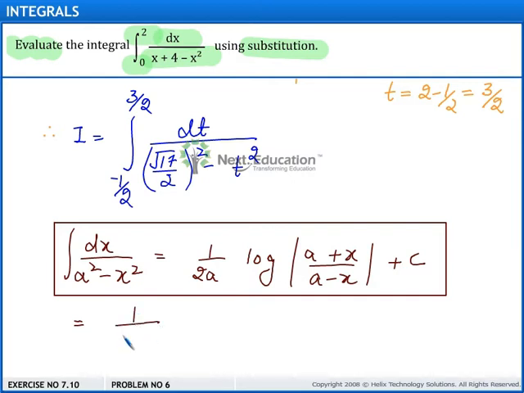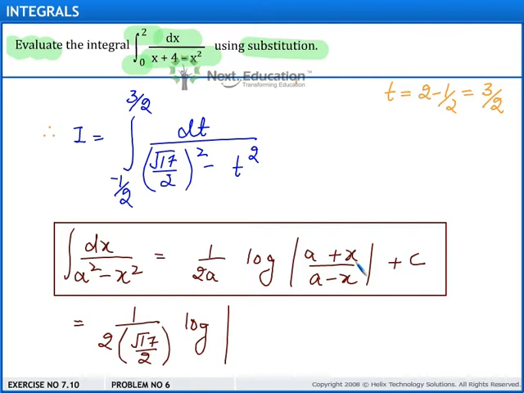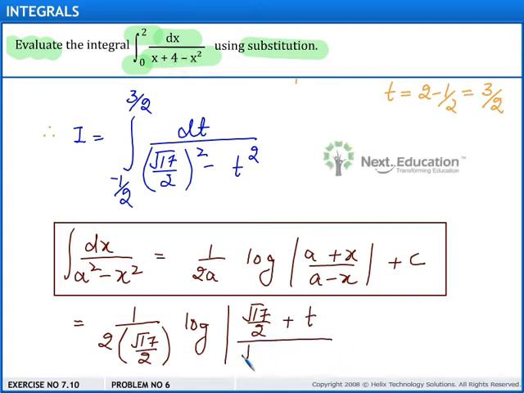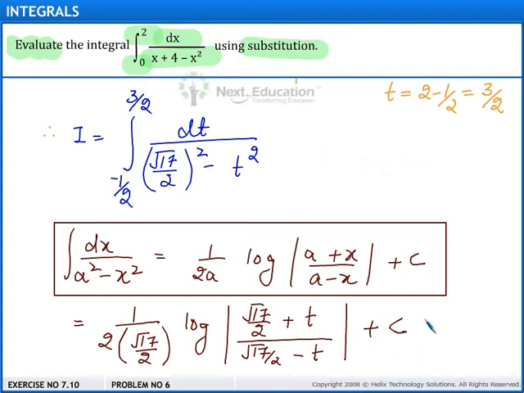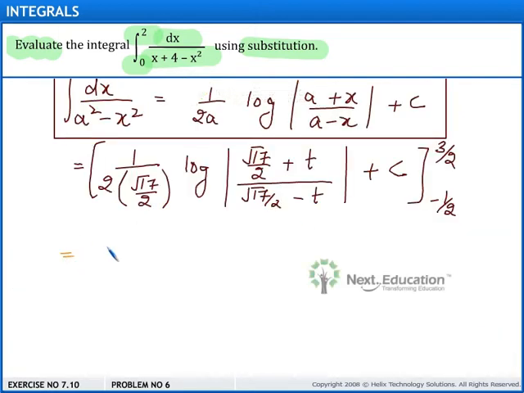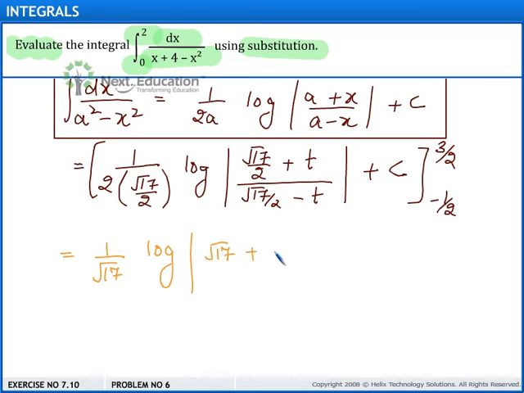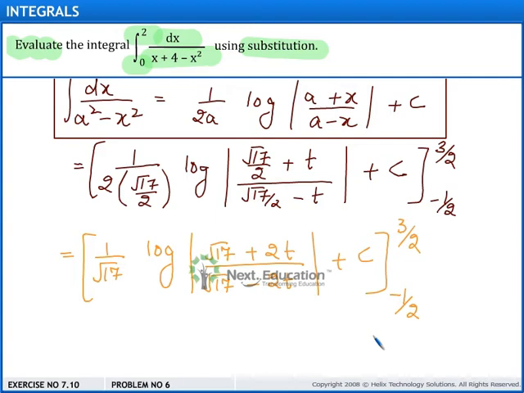So, this integral can further be written as 1 upon 2 into square root of 17 divided by 2, log mod of a plus t, where a here is square root of 17 divided by 2, divided by square root of 17 divided by 2 minus t, plus the constant, and this is from minus half to 3 by 2. This is further equal to 1 upon square root of 17 log mod of square root of 17 plus 2t divided by square root of 17 minus 2t plus the constant, and this is again from minus half to 3 upon 2.